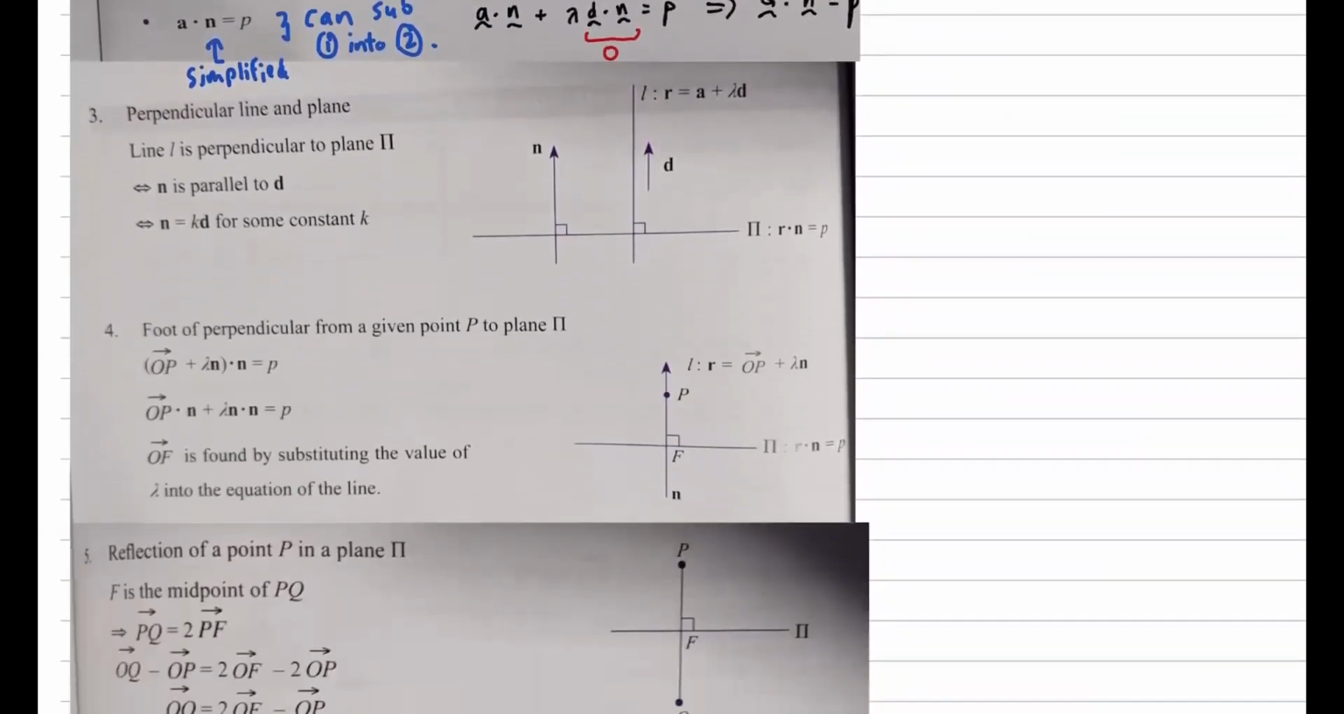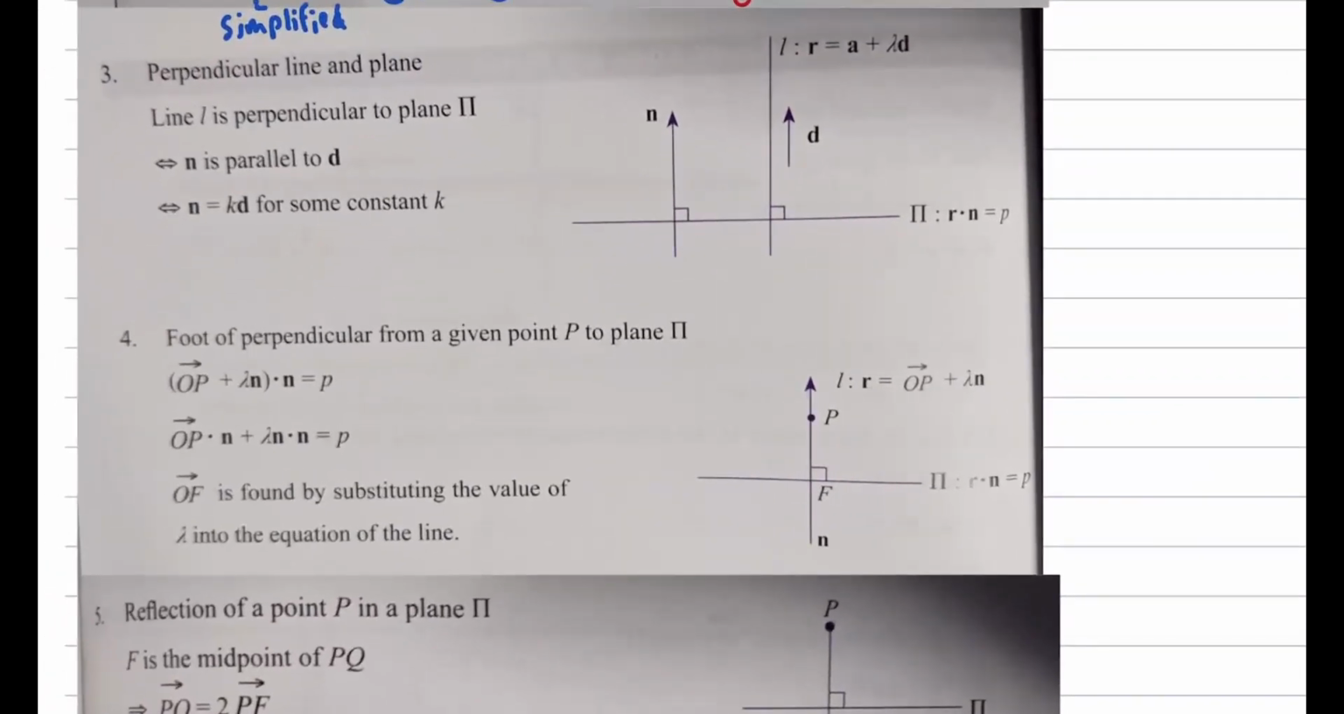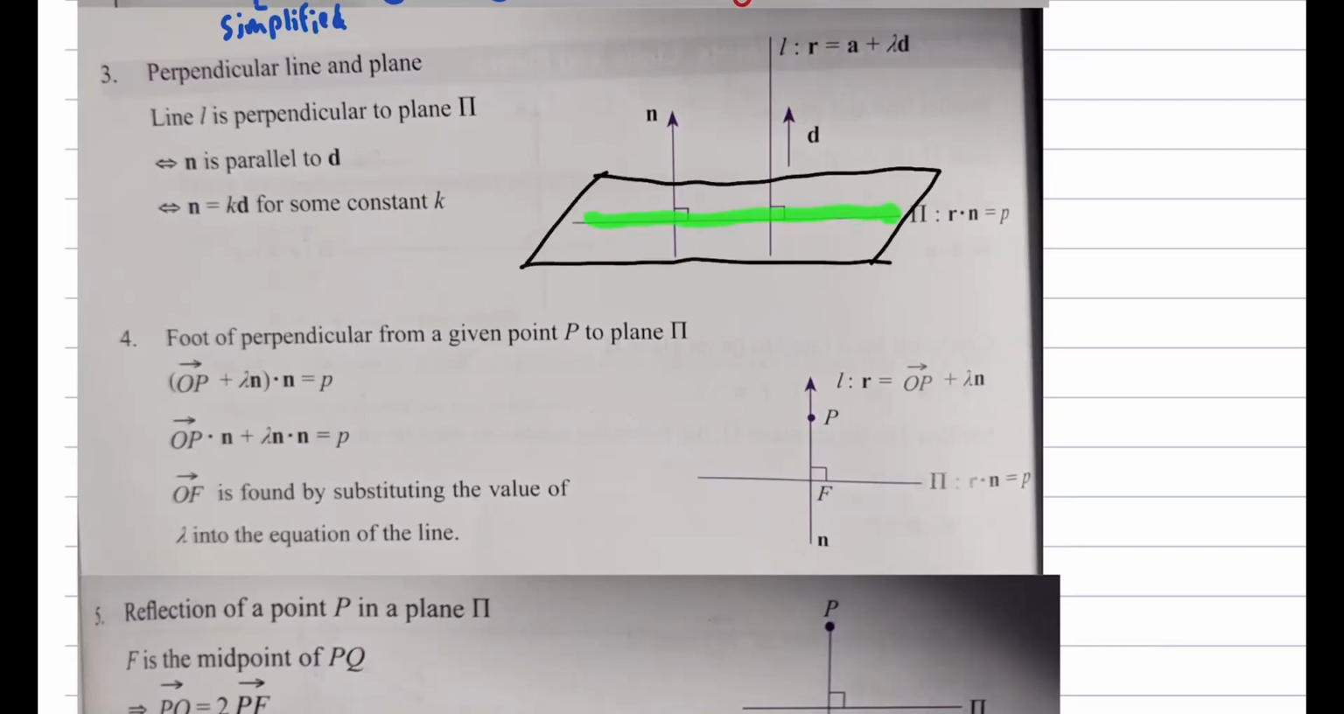Let's go. Part 3, perpendicular line and a plane. Let's take a look at this plane here. We have a line that is sitting on the plane. Let me just draw the plane for you first. Then you have this line sitting on the plane. What we want to look at is a perpendicular line and the plane. So here is the perpendicular line. You have a direction vector here, parallel to it. And what do we know?